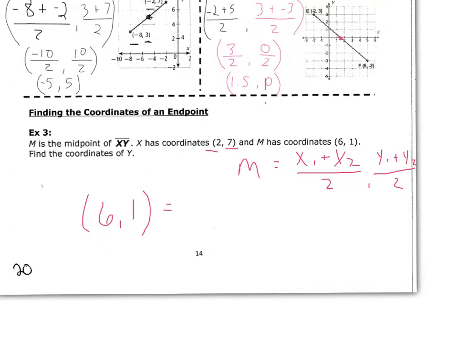So we have x1 plus x2, so we're going to put our 2, which is our x, into where the x1 would be. And then you have your x2. And you're going to divide all that by 2. Okay, then it has your y coordinate. That's 7. So we're going to plug that in where y1 would be. So 7 plus y divided by 2. Okay, so that gives you that.